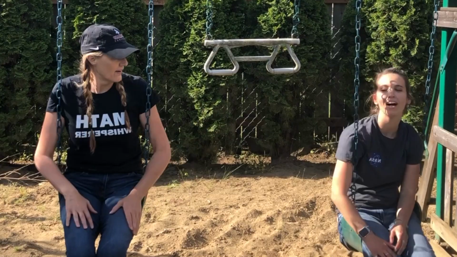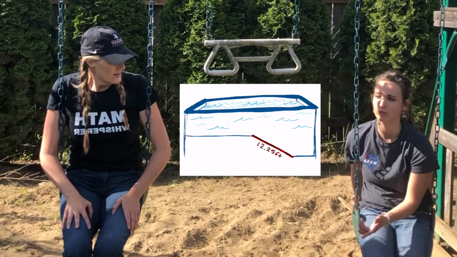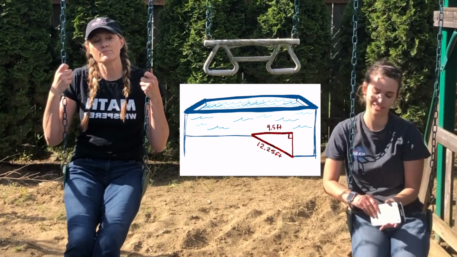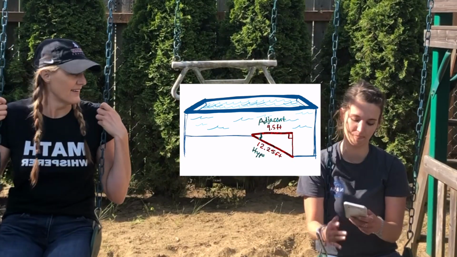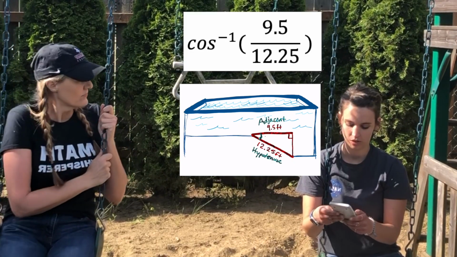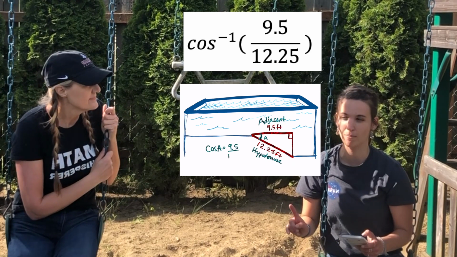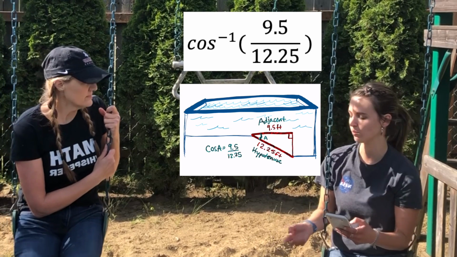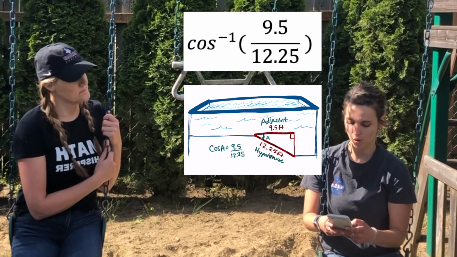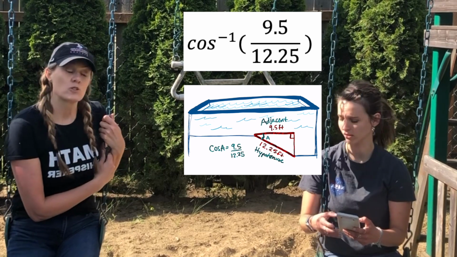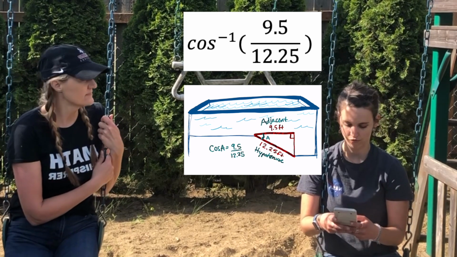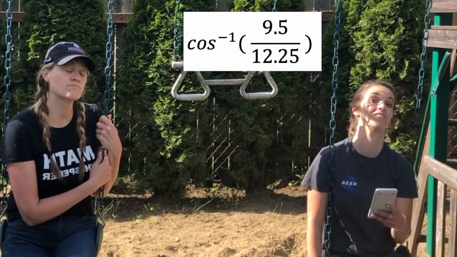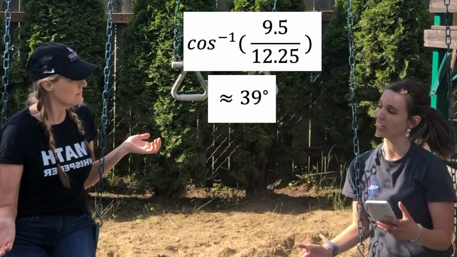So, if I have the adjacent and the hypotenuse, that's usually cosine. Since I'm looking for the angle, I'm going to use inverse of cosine. So in my calculator, I would type in arccosine, after I check to make sure my mode is degrees, because that's the angle I'm looking for. Okay, and then what'd you say my adjacent side was again? 9.5 feet. 9.5 feet divided by my hypotenuse? 12.25. And then I hit enter and I get 39.1486874. So about 39 degrees.